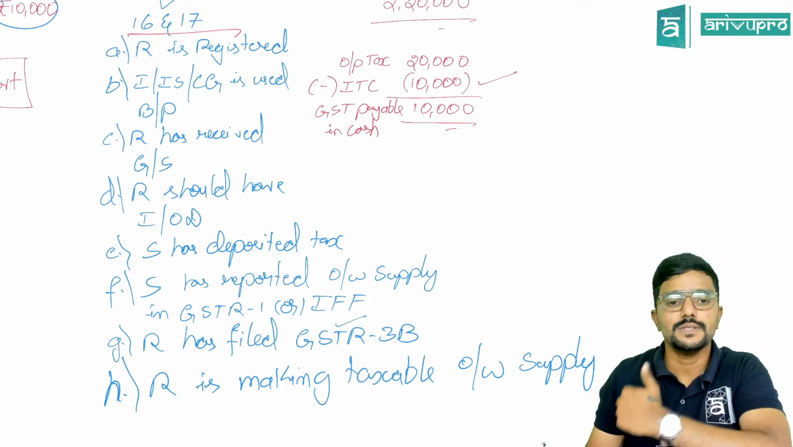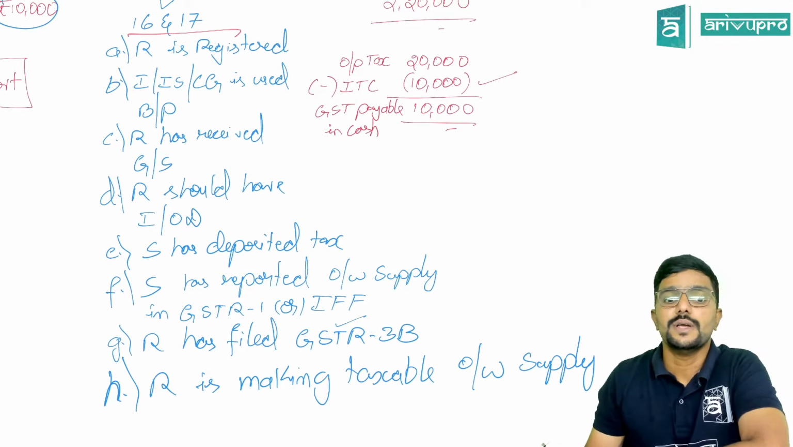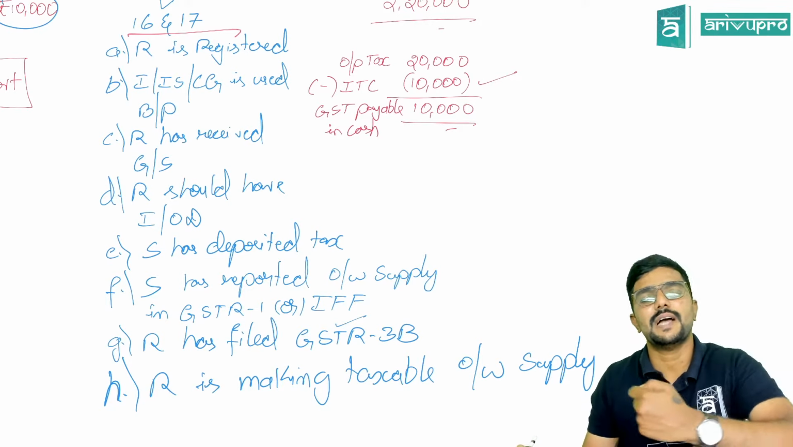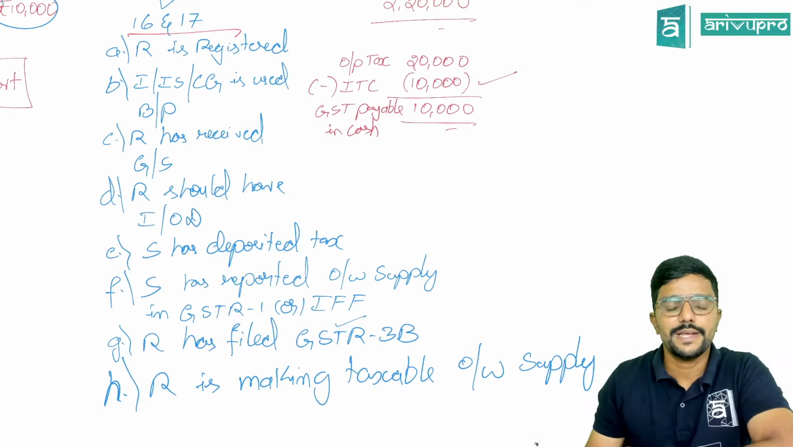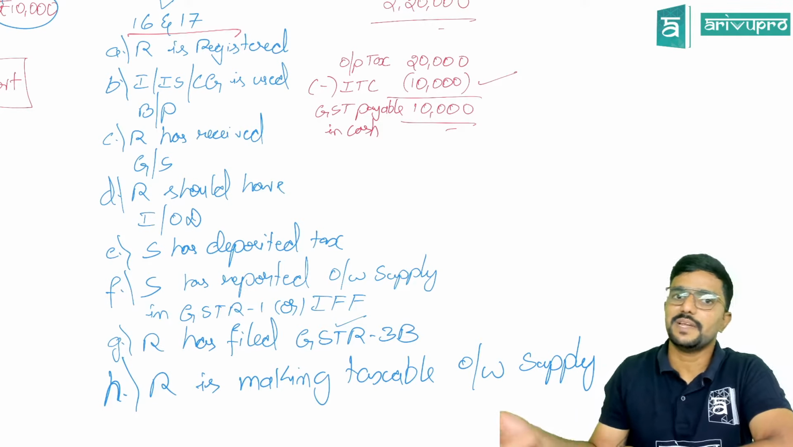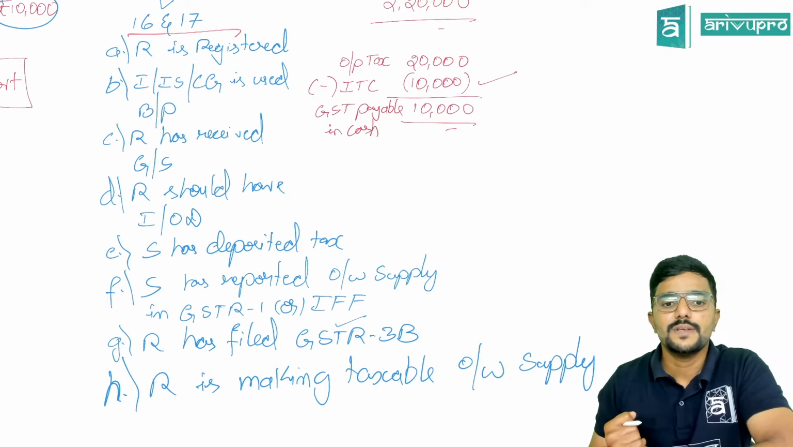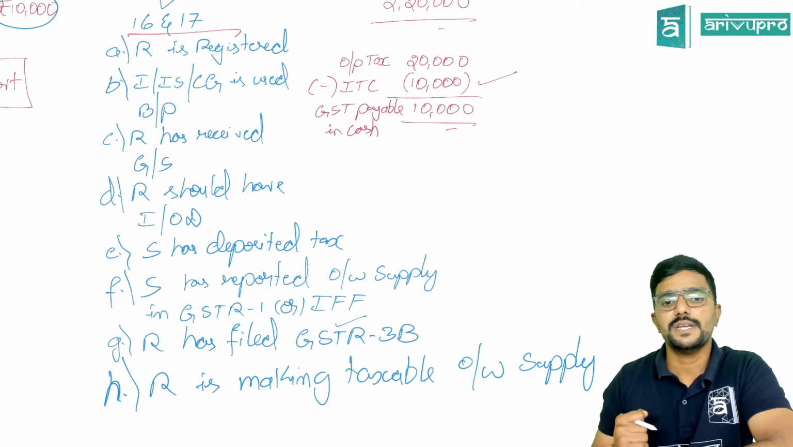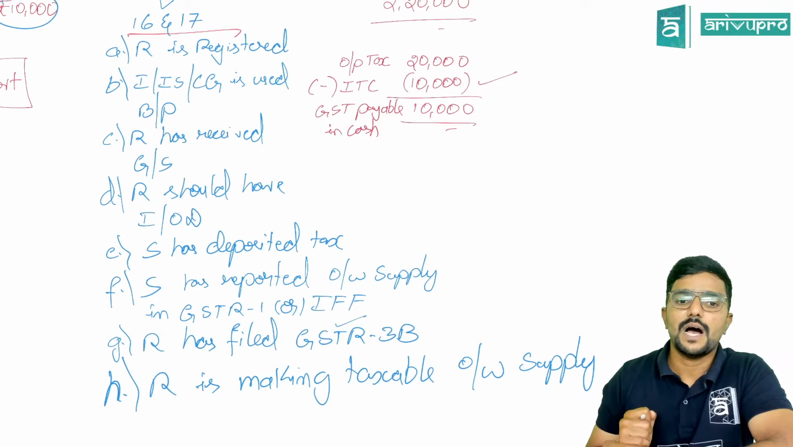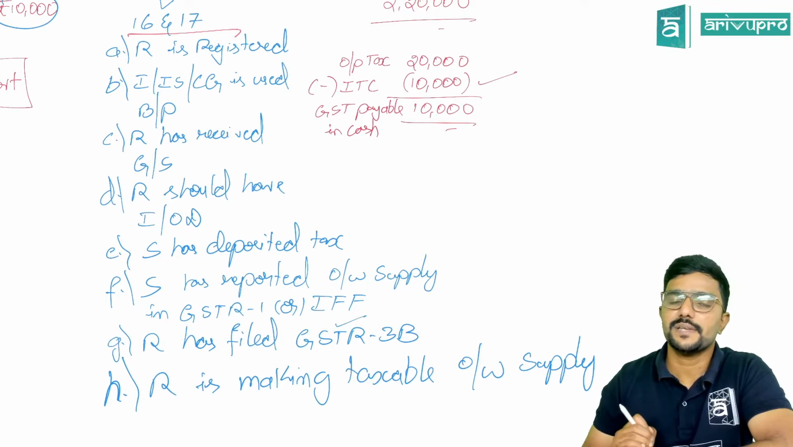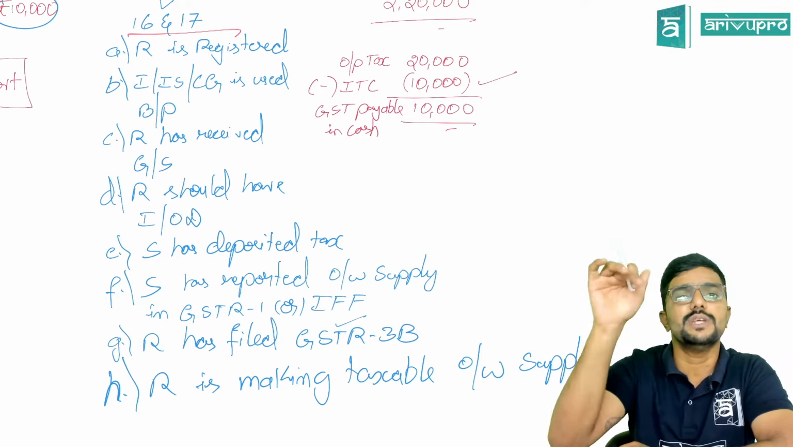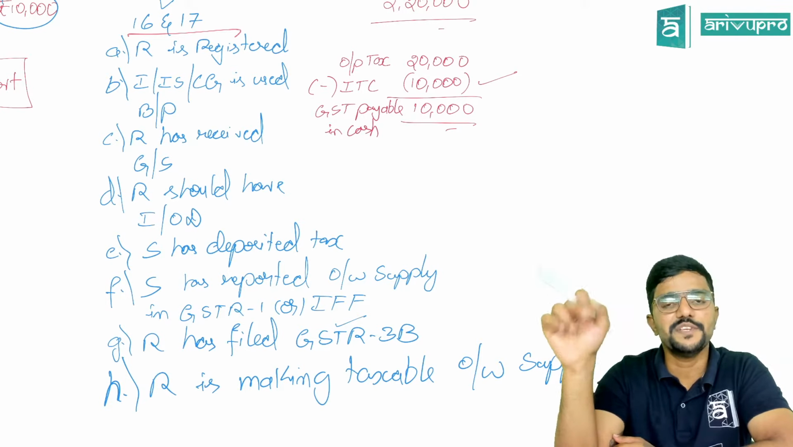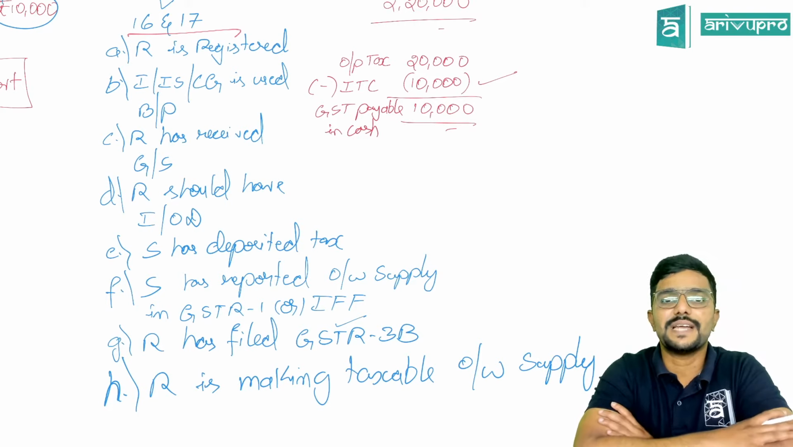Then the recipient should have an invoice or other document issued by the supplier. Should have means he should have it either in e-copy or physical copy, guys. Next, the supplier has deposited the tax, whatever he has collected from the recipient. Then the supplier has reported the outward supply in his GSTR 1 or invoice furnishing facility if he is following QRMP. Then the recipient has filed his GSTR 3B, in which he will claim input tax credit. GSTR 3B is the return in which the recipients claim their input tax credits.